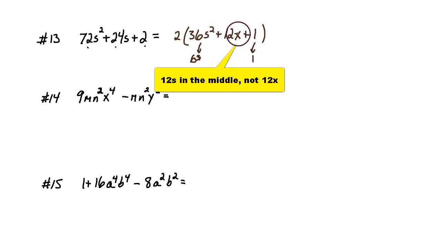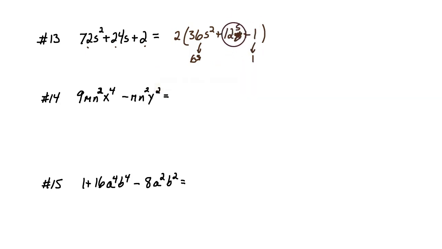Oops, I'm sorry, this should be an s here. Is 12s twice the product of 6s and 1? Yes, it is. This is a perfect square trinomial. So you put one set of parentheses with squaring. Fill in that 6s and that positive 1 that we had figured out.